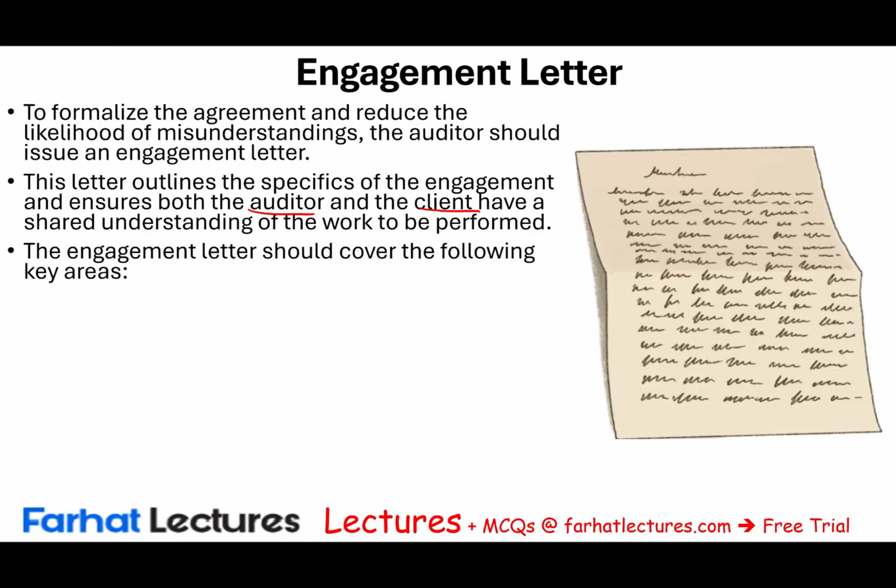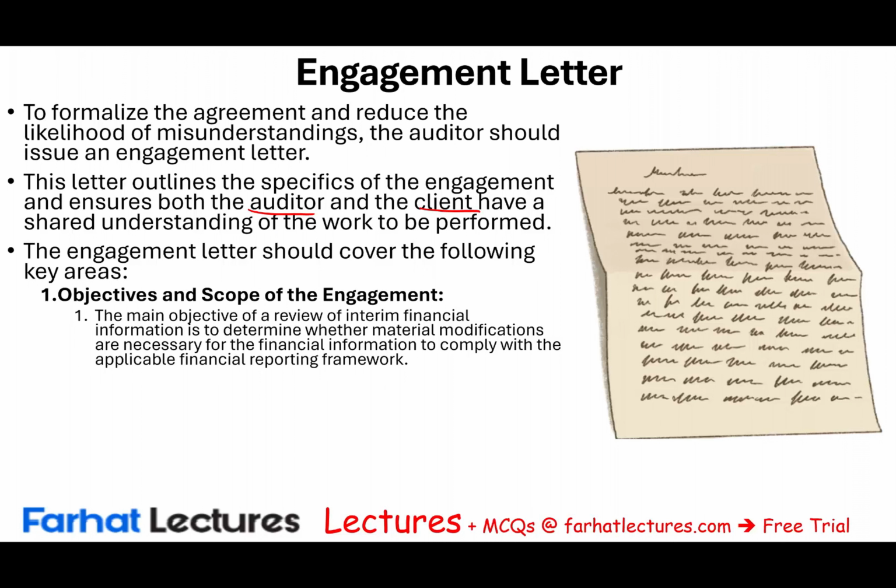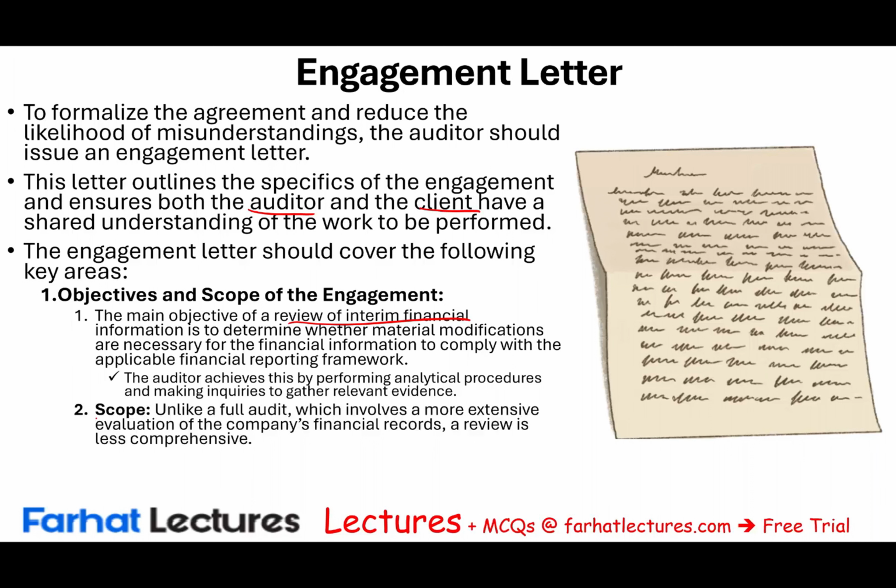So the letter would cover the following key areas. The objective and the scope. What's the objective? Reviewing interim financial reporting. Clear. This means one thing and one thing specifically. Also, we need to talk about the scope. What is the scope of this? We're not conducting an audit, which involves a more extensive evaluation. A review is less comprehensive, and you have to spell this out in the letter. In a review, we conduct inquiries and perform analytical procedures to assess whether the financial information is reasonable. That's it. That's what we're doing. So we're spelling it out for you.